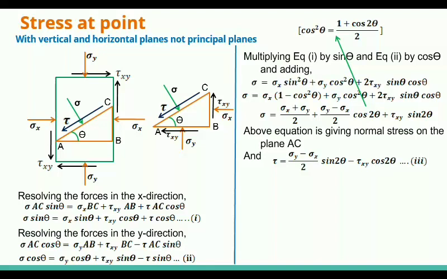Are you clear about this? Are you getting the point? How are we calculating normal stress? What we have done is we just resolved all the forces in the x and y direction. You will get this result. Don't worry. Don't make mistakes.